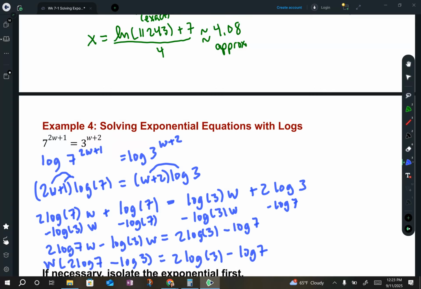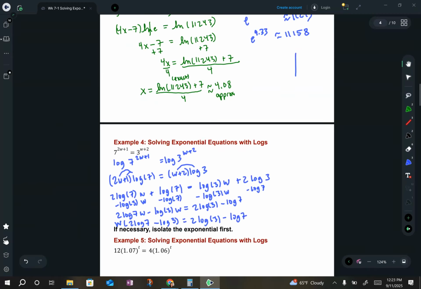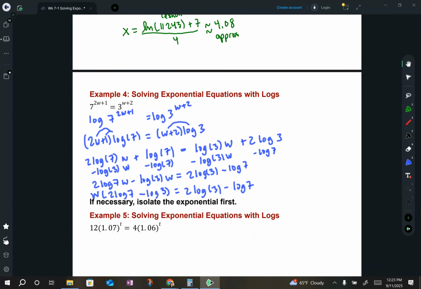And then I am running out of space. I did not give myself enough space in this problem. Let's squeeze it in over here. And I'm going to divide both sides by this 2 log 7 minus log 3. Okay?